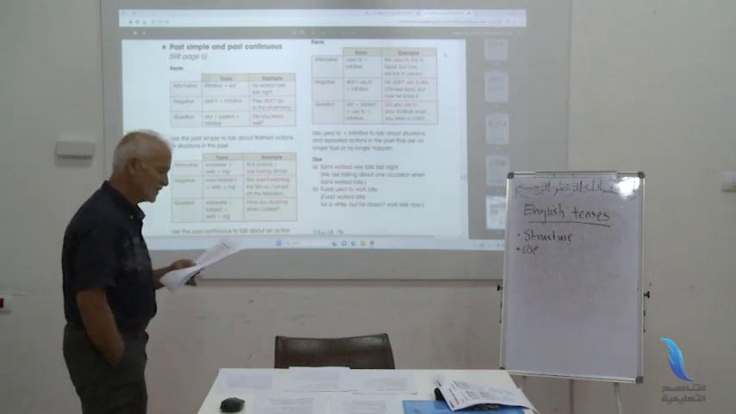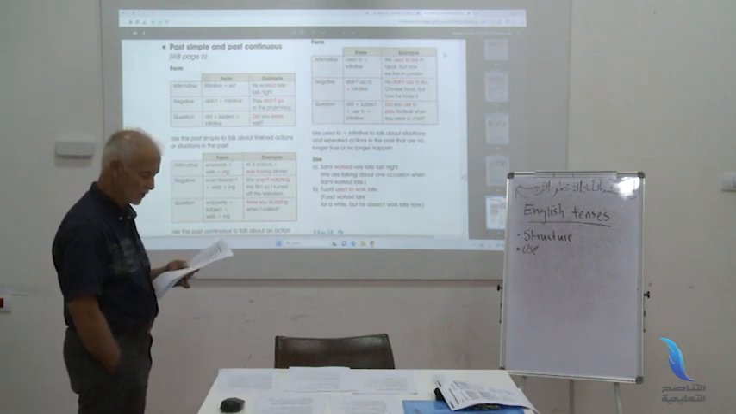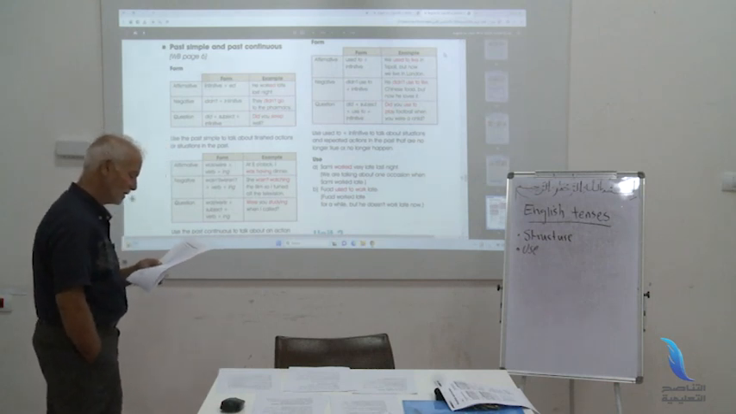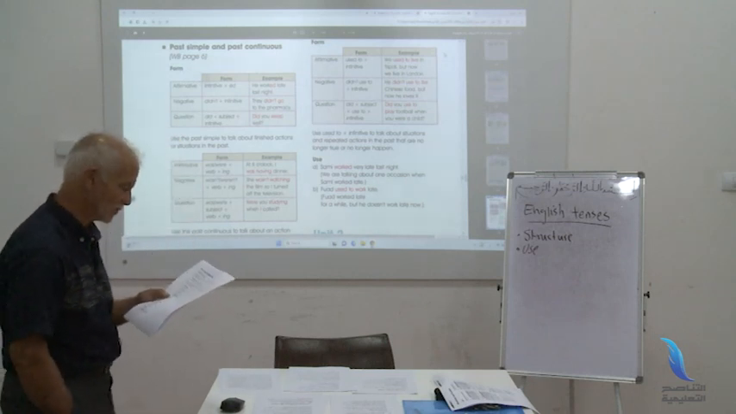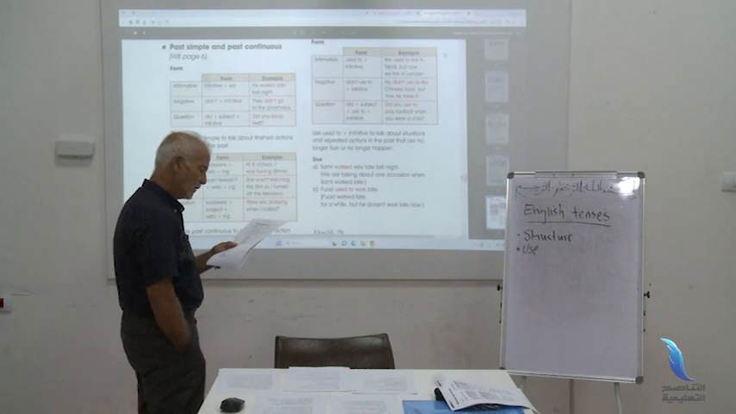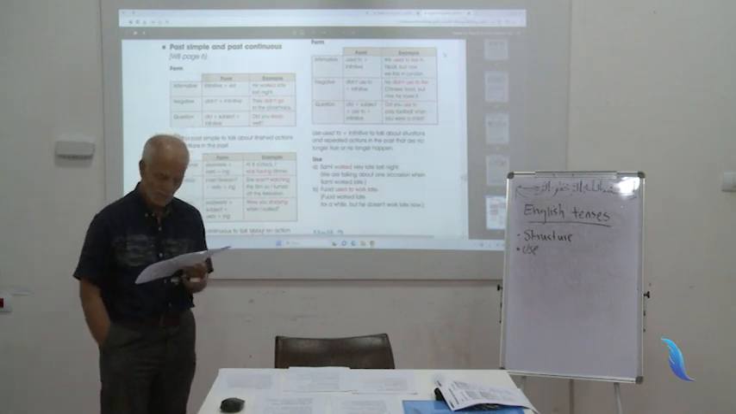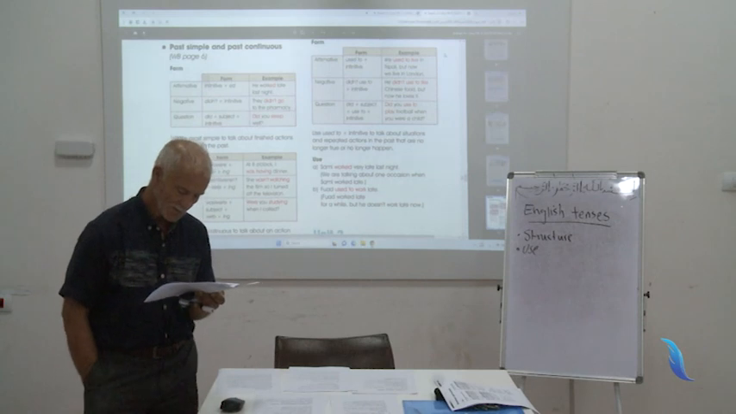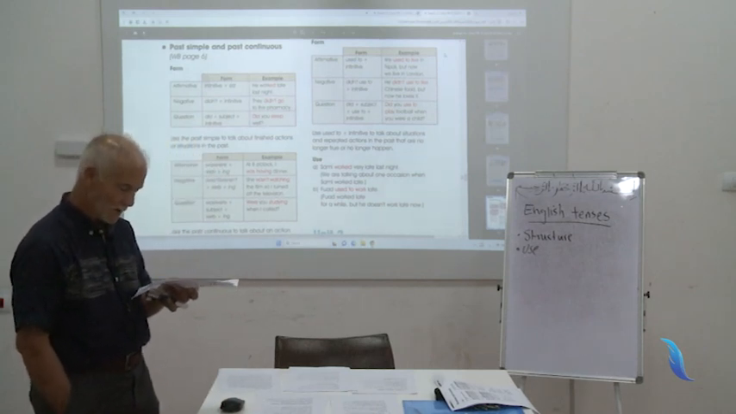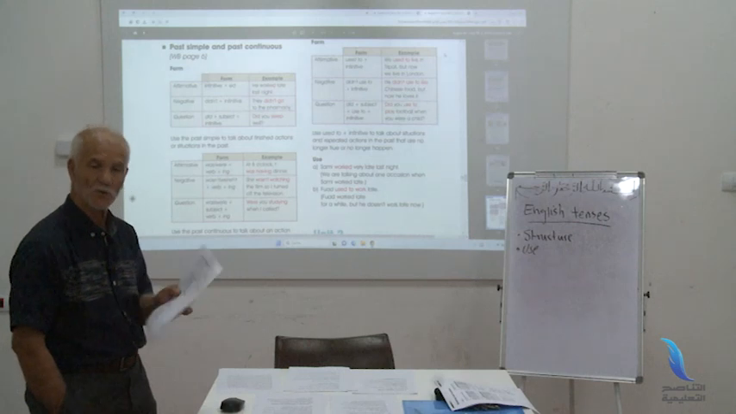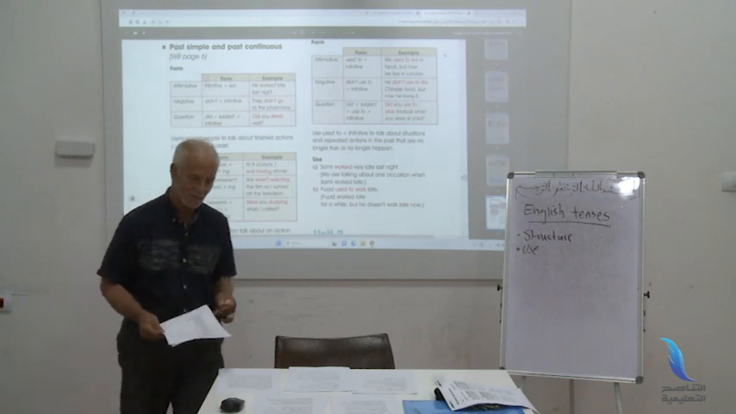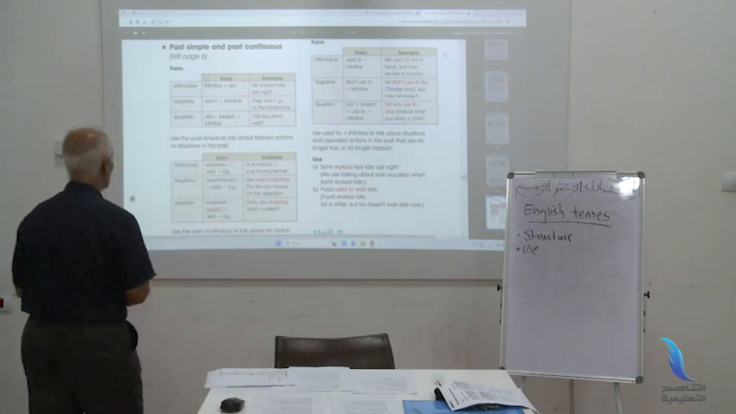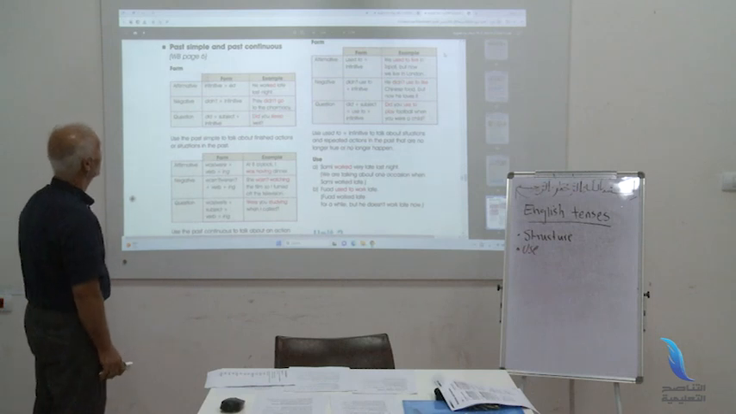We start with present simple, present continuous, present perfect, present perfect continuous, past simple, past continuous, past perfect, past perfect continuous, future simple, future continuous, future perfect, and the last one is future perfect continuous. We may not find all these tenses in one sentence, rather we find some of them. First of all, let me have a look at the past simple and past continuous.